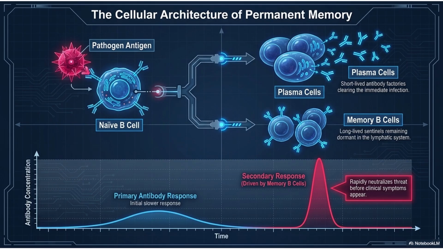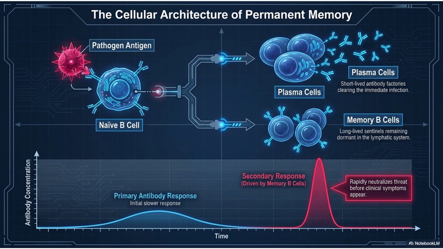So let's zoom in on that memory step, because it's the cellular heart of adaptive immunity, this architecture of permanent memory. When a pathogen antigen is first encountered, a naive B cell that happens to recognize it becomes activated. B cells are a type of white blood cell, a type of lymphocyte, specialized for antibody-based defense. That activated B cell then divides and differentiates down two very different pathways.